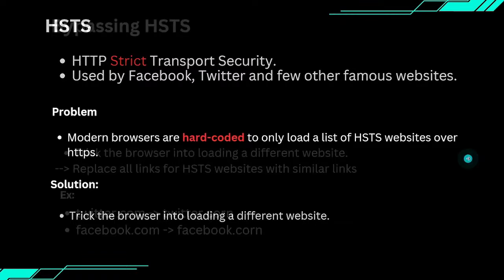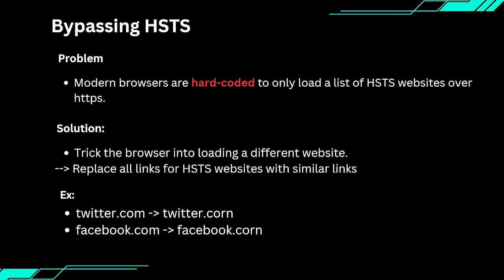So, how can we bypass this? The only practical solution is to trick the browser into thinking it's loading a different website. We do this by replacing HSTS links with similar looking but slightly different domains. For example, instead of facebook.com, we can replace it with faceb00k.com or a variant using R and N. I know this seems obvious when you hear it, but visually the letters R and N together look like M in the browser's URL bar. Another example is replacing twitter.com with twiter.com using just one T instead of two. This might sound confusing right now, but don't worry, I will show you exactly how this works in practice.